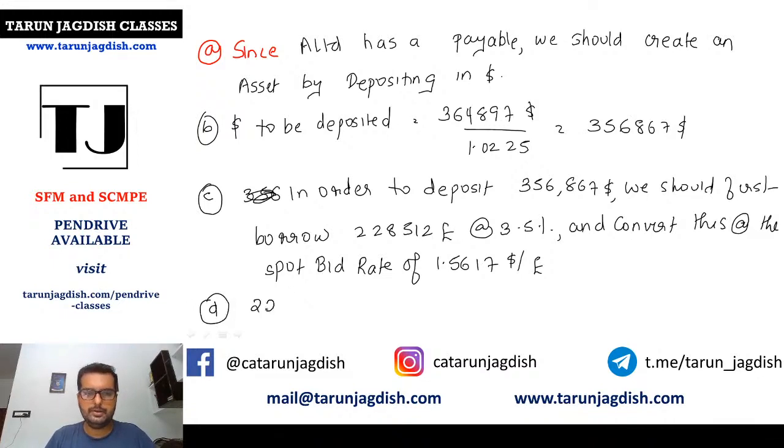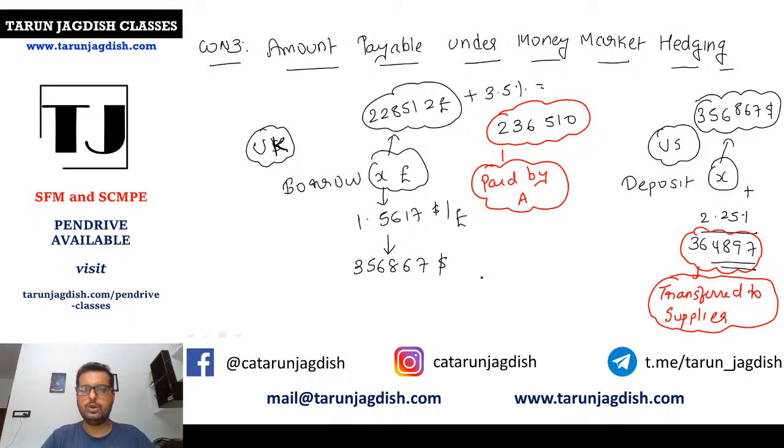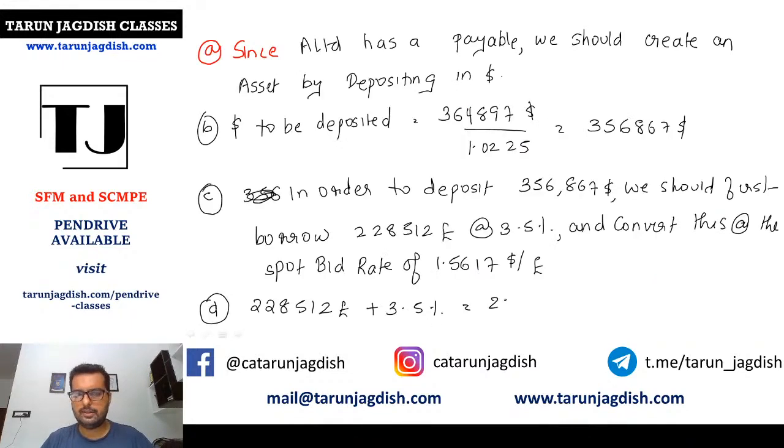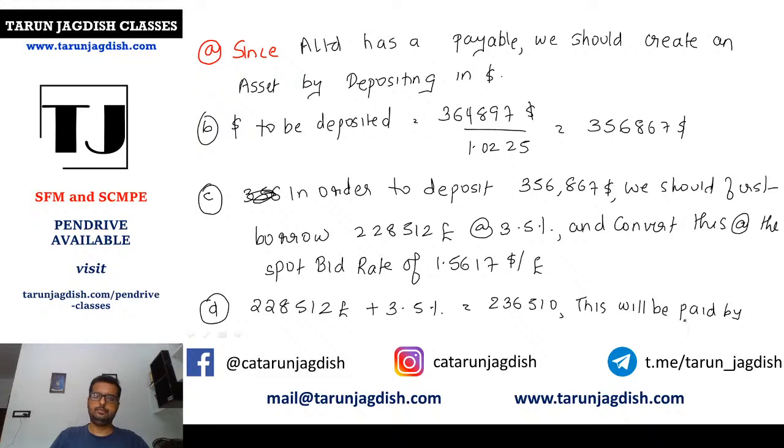The next point, 228,512 sterling plus 3.5% will be equal to 236,510. This will be paid by A. Can you please write down till here and finish it off, friends?